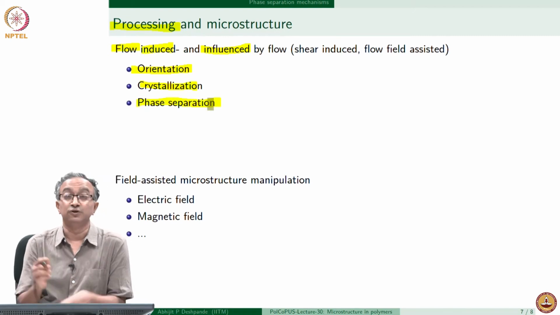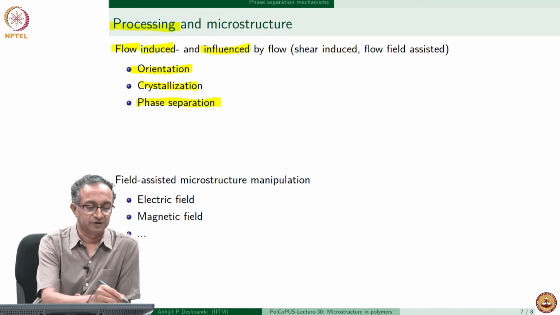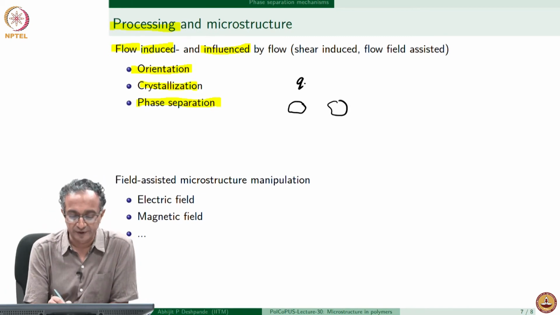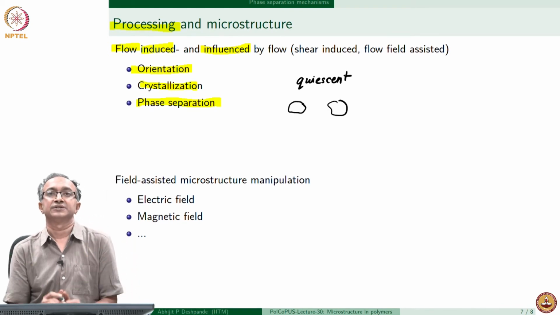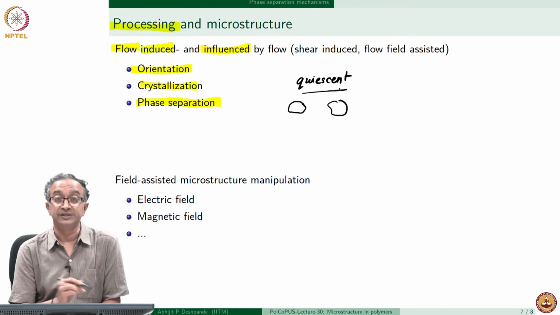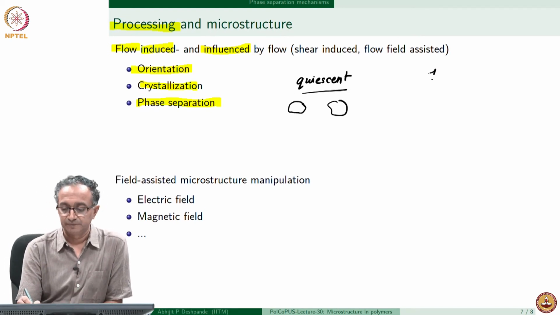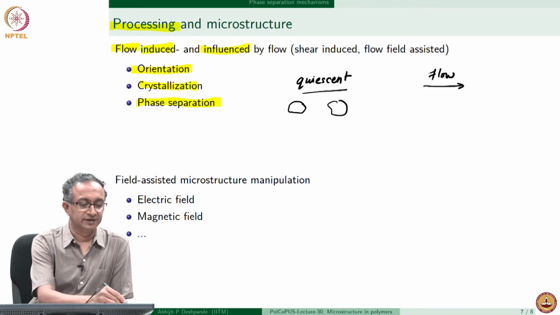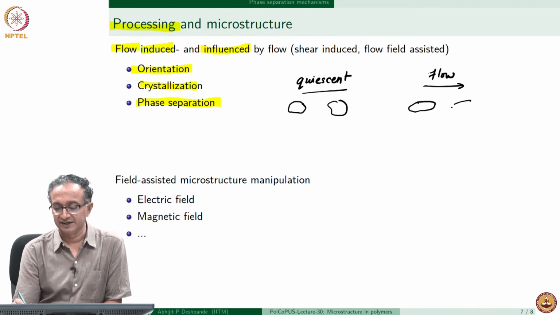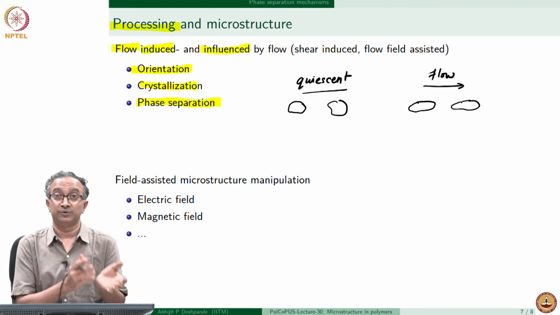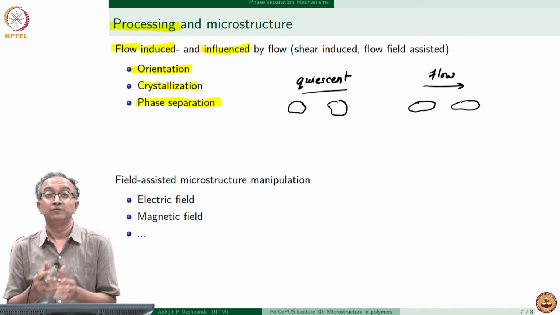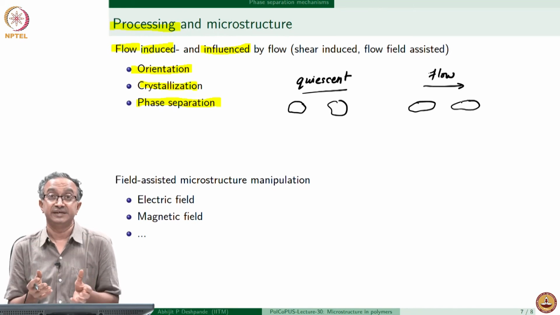Phase separation domains may also be affected. If we have a domain of an A-rich region, and we create it under what's called a quiescent condition, which implies no flow or stationary phase, then we may observe spherical domains. But if we have a flow, then the domains may get elongated like this. So chain orientation, crystals, or the domains of blends will get affected based on the processing conditions.